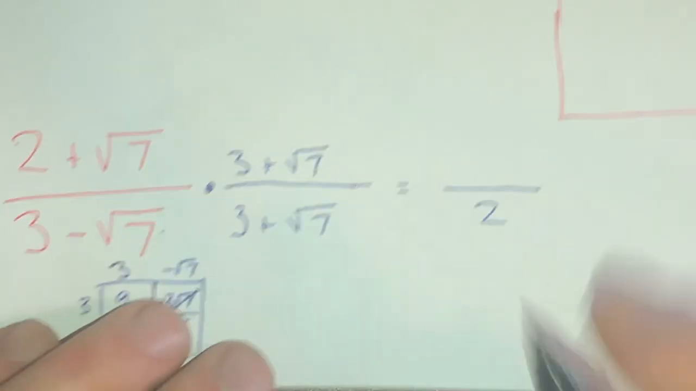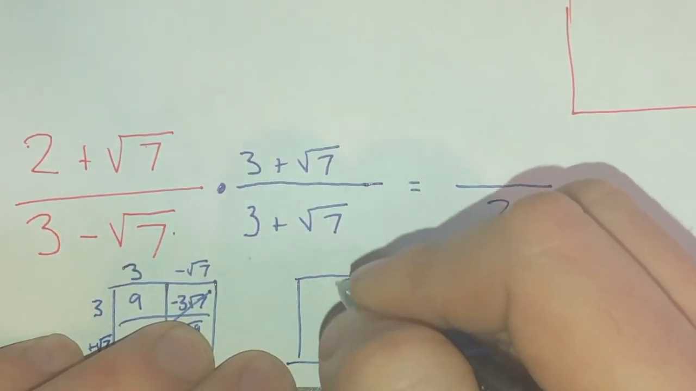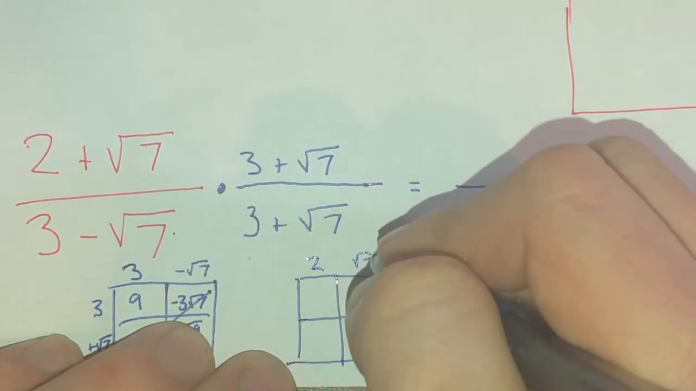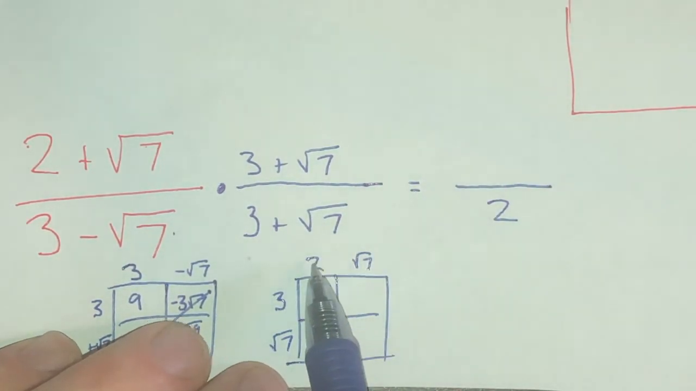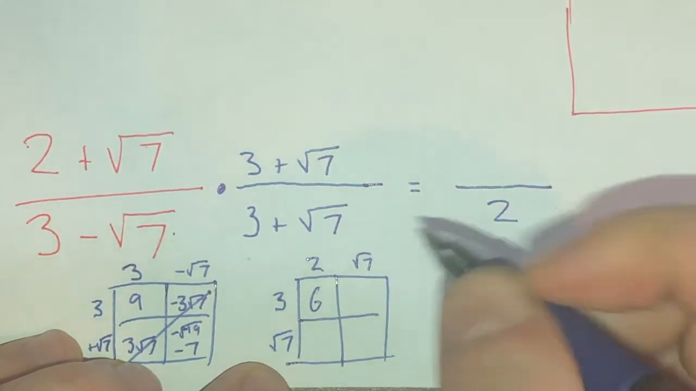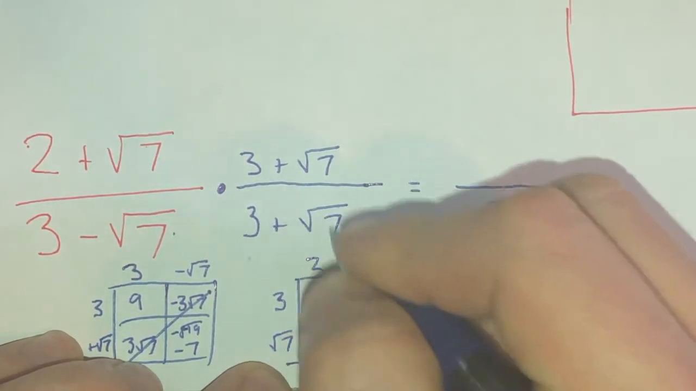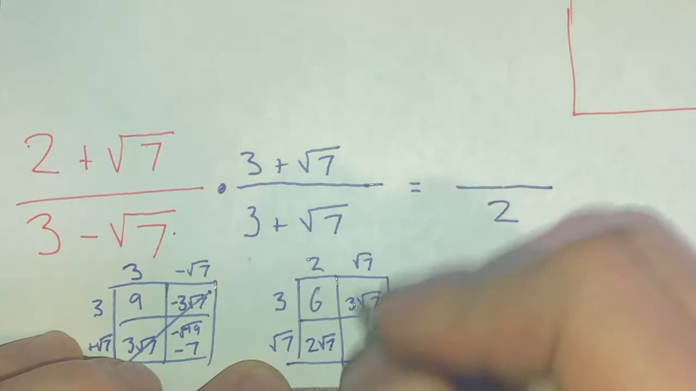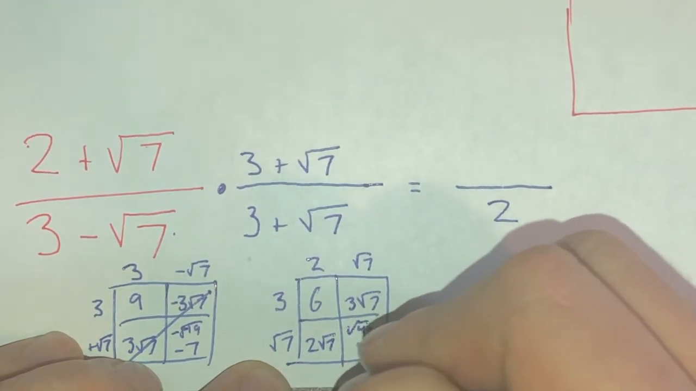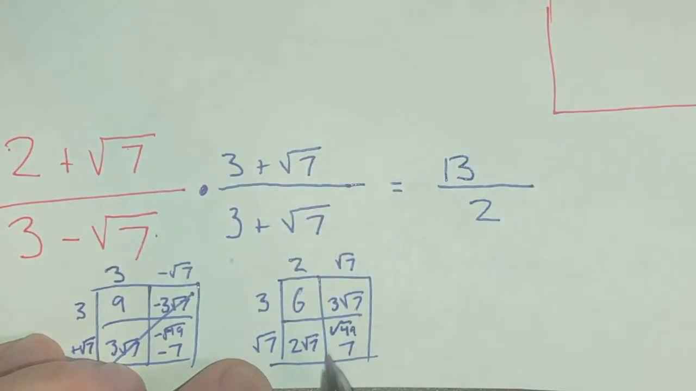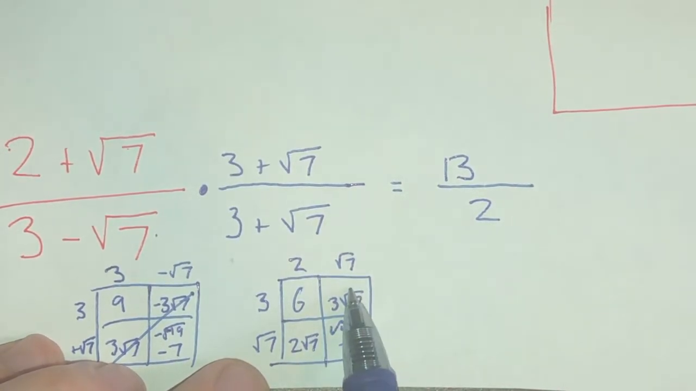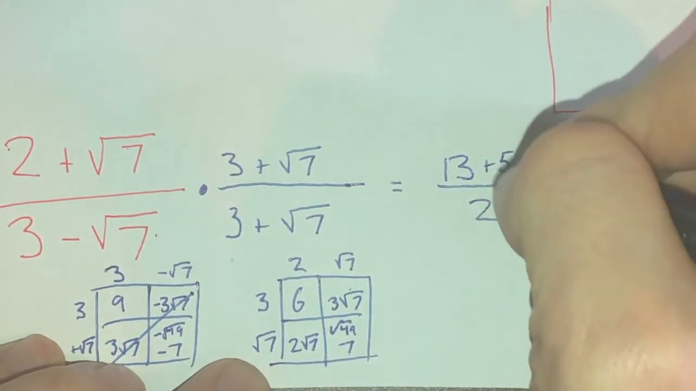Okay, now let's do the top. I'm going to box the top. 2 plus root 7, 3 plus root 7. So let's take a look. 2 times 3, 6. 3 root 7. 2 root 7. Square root of 49, which is 7. So I get 6 plus 7, 13. 3 root 7 plus 2 root 7. Are the roots the same? Both square roots. Are the numbers the same? Yep, both 7.